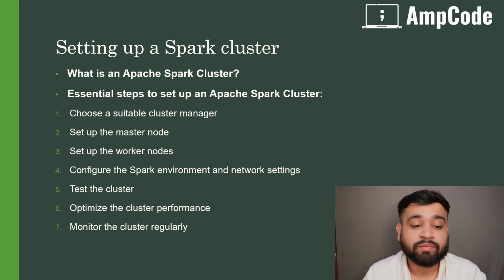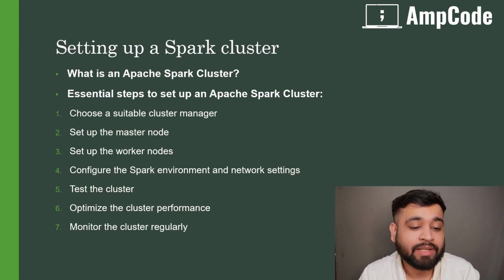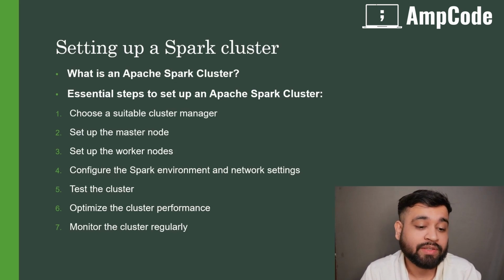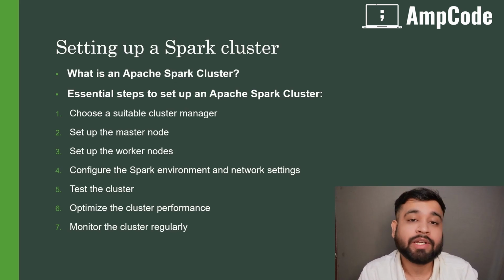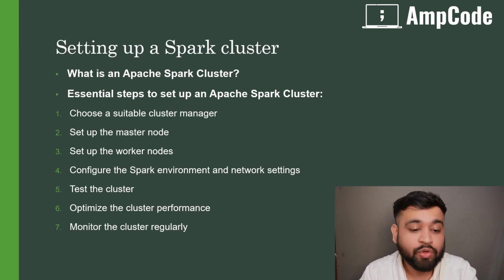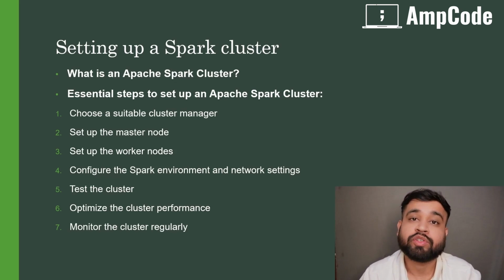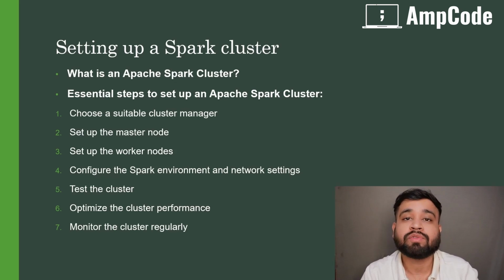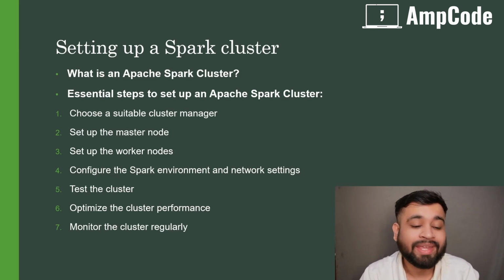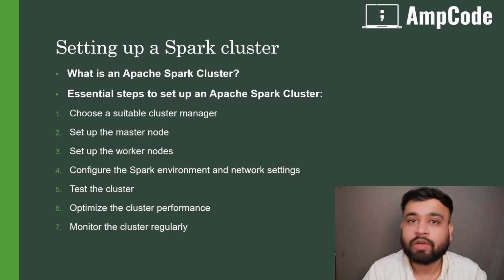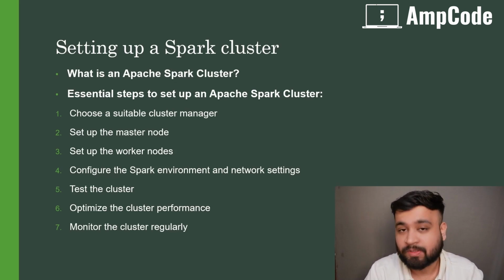Then comes configuring the Spark environment and the network settings. Network settings are pretty vital to maintain the communication of the RPC protocol, which is responsible for handling the communication between the master and worker nodes. So to improve that, you have to use optimum network settings for your Apache Spark cluster to be able to seamlessly handle the communication between all the worker nodes and the master node.